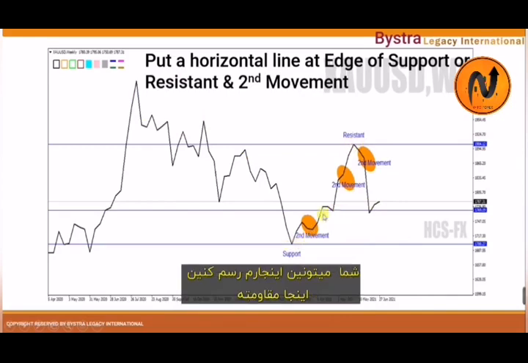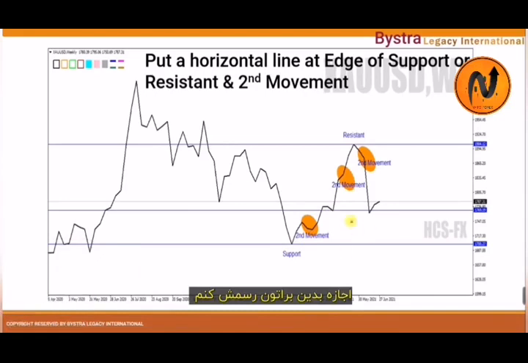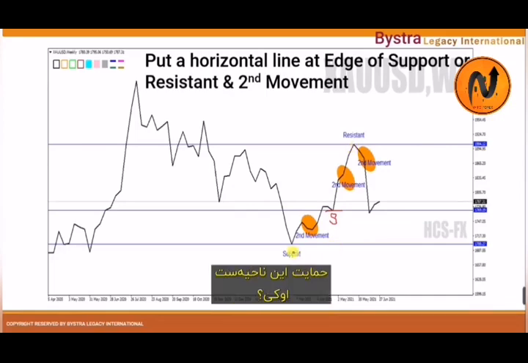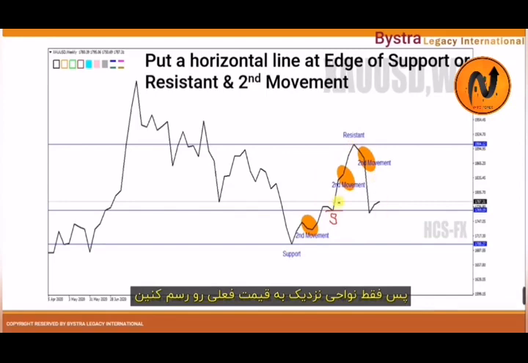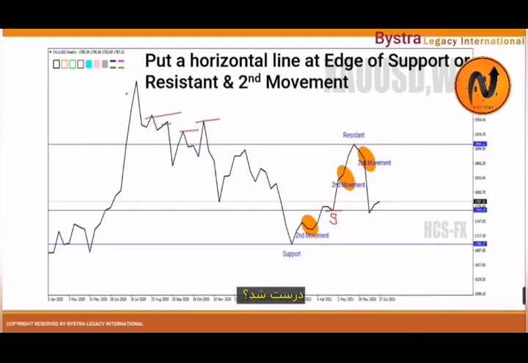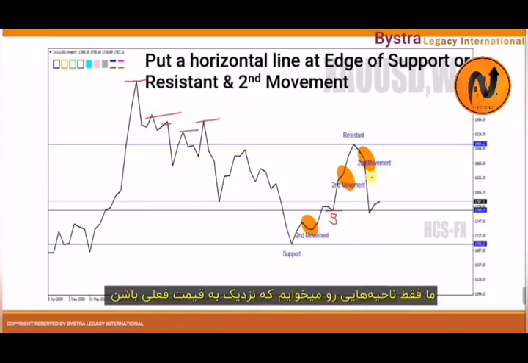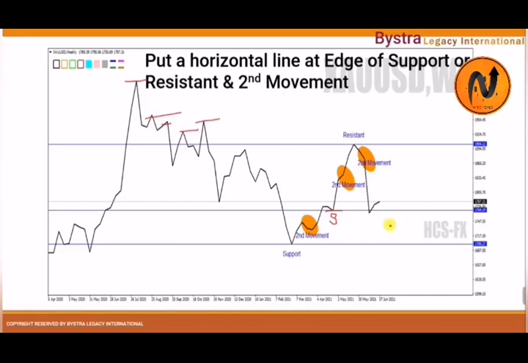This is a resistance as well. Let me draw that for you. Sorry, not the resistance. This is a support as well. You can mark this as a support. No issue. This is a resistance, support in this area. Okay, so just mark somewhere near the current price. Don't have to mark here, here, here. It's too far away. We just want something that is near to the current price so that our chart will look cleaner and easier to monitor.